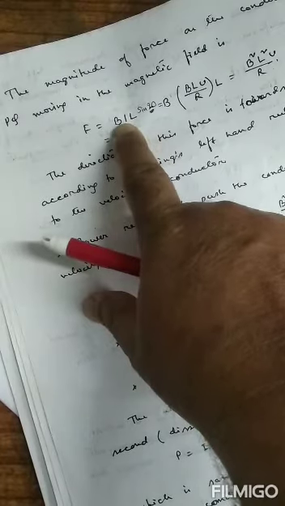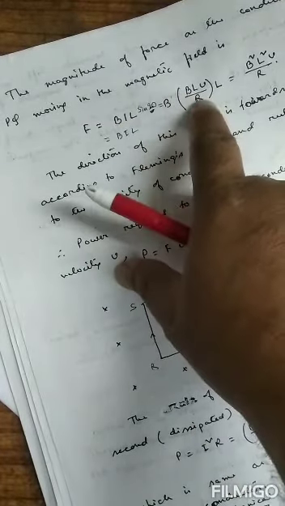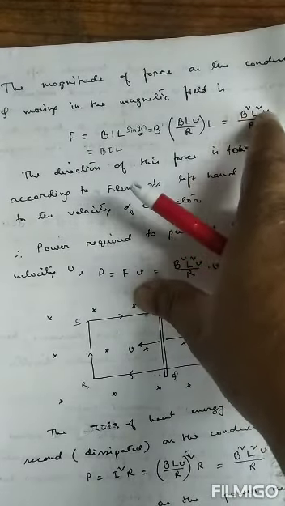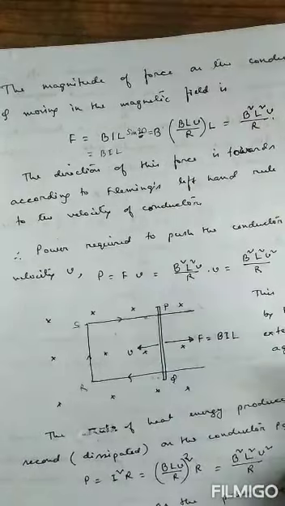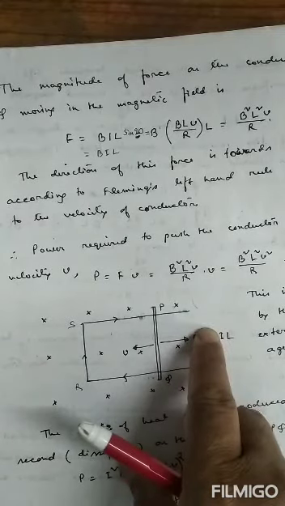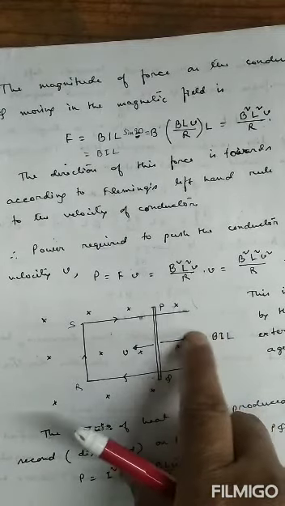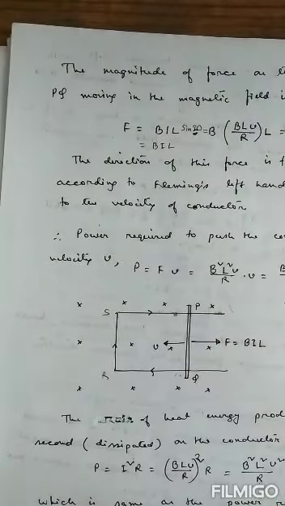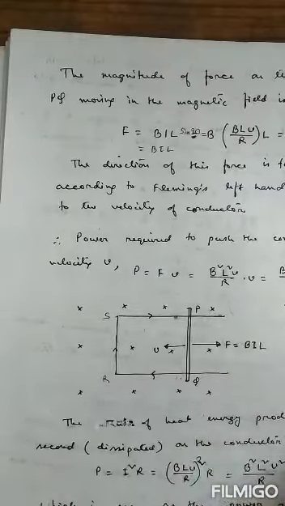What is I? I is BLV by R. So the magnetic field exerts a force on the conductor which is B square L square V by R, and the direction of the force is towards the right. According to Fleming's left-hand rule, the direction of the force is opposite to the direction of motion of the conductor.